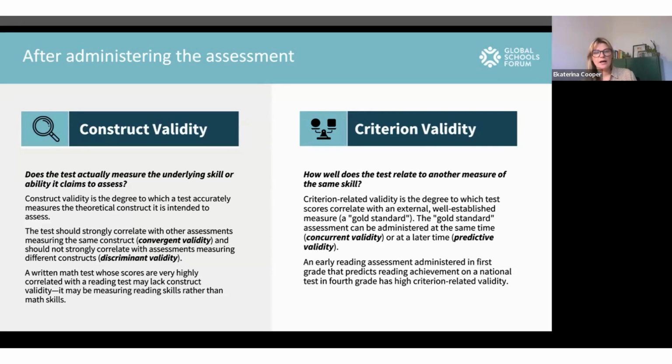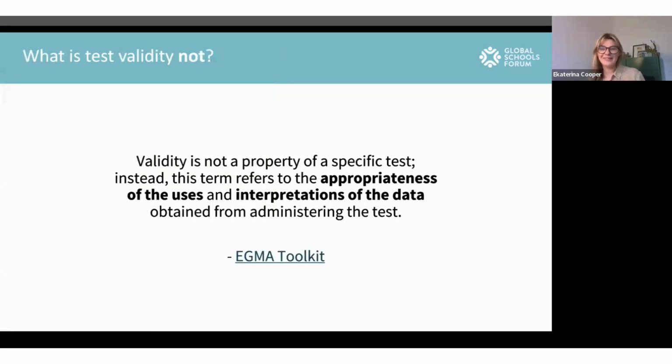And in the context of criterion validity, it's really important to understand the degree to which a test correlates with external, well-established measures. So for example, we can use another gold standard, or we can use another benchmark that allows us to ensure that the measure that we have is very closely aligned with the gold standard in the field. It also has the properties to predict what will happen sometime later.